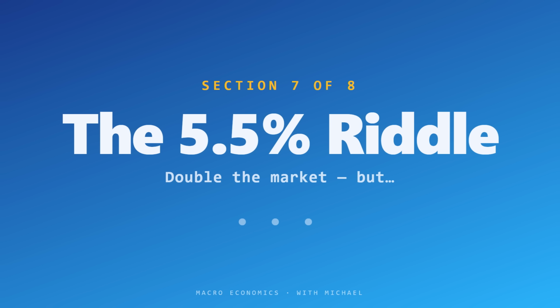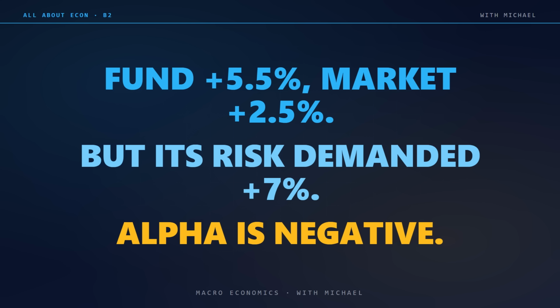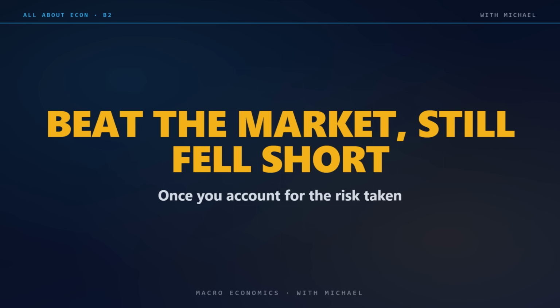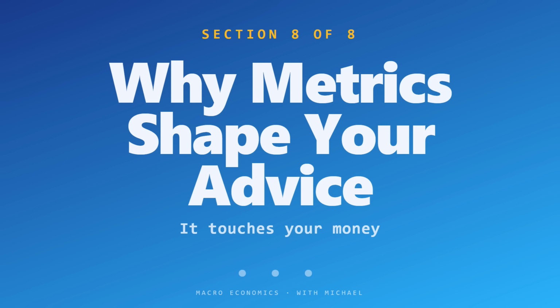What if that fund was extremely aggressive, with a high beta, so that given the risk it took, it should have returned, say, 7%. Then despite beating the market, it actually fell short of what its risk demanded. Its alpha is negative. It underperformed once you account for risk. Alpha exposes exactly this, the difference between a manager who is genuinely skilled and one who simply wrote a high-risk bet to a headline-grabbing number. It is the truest test of added value.